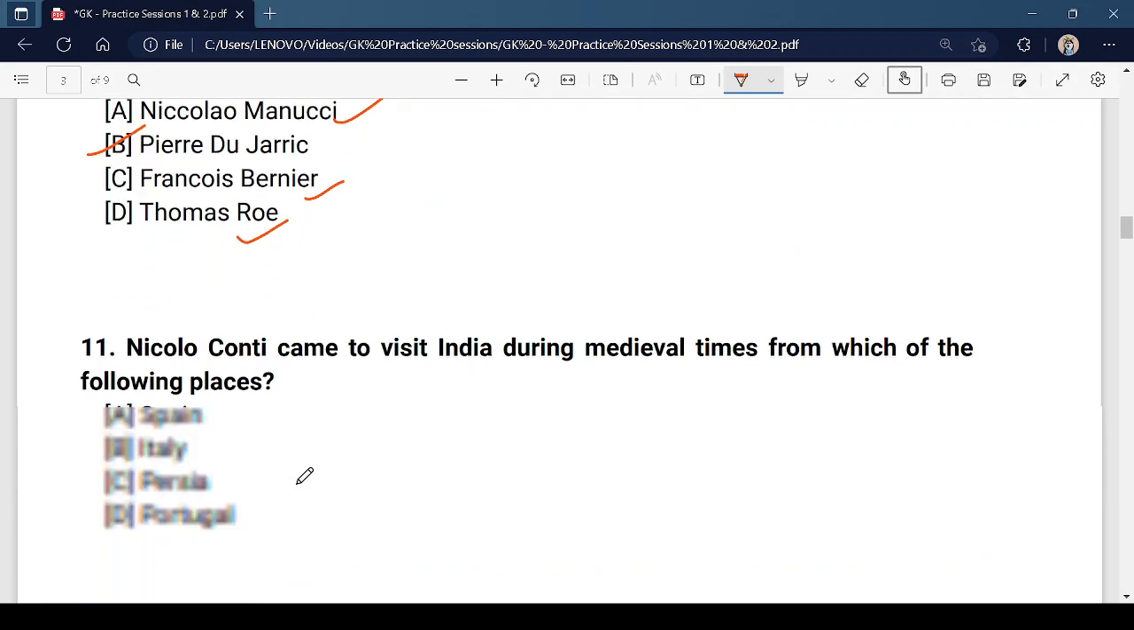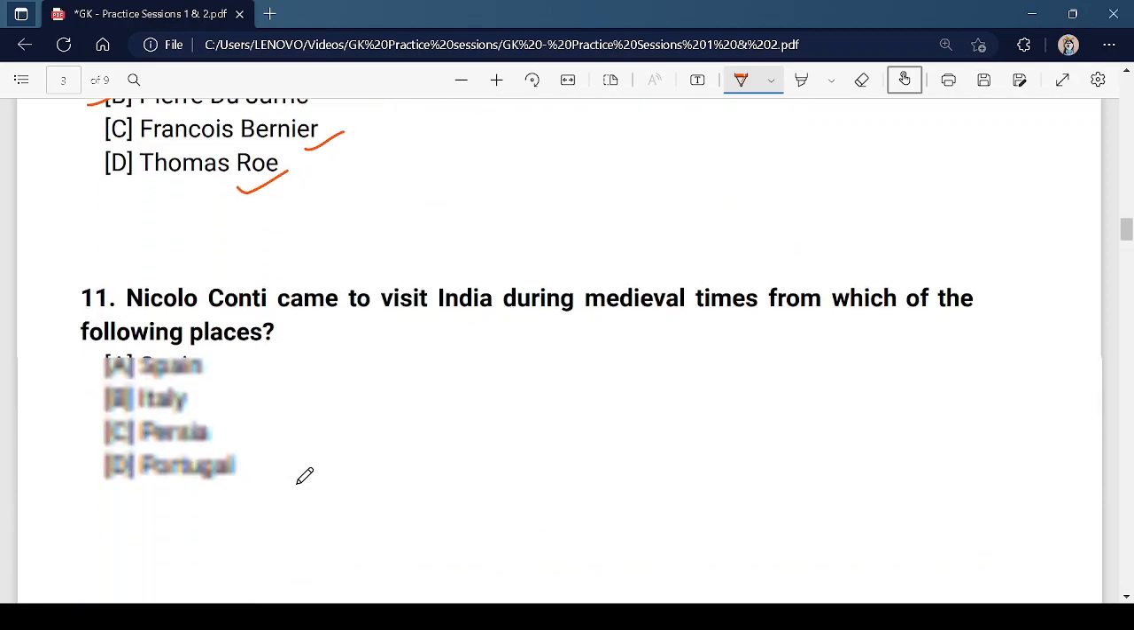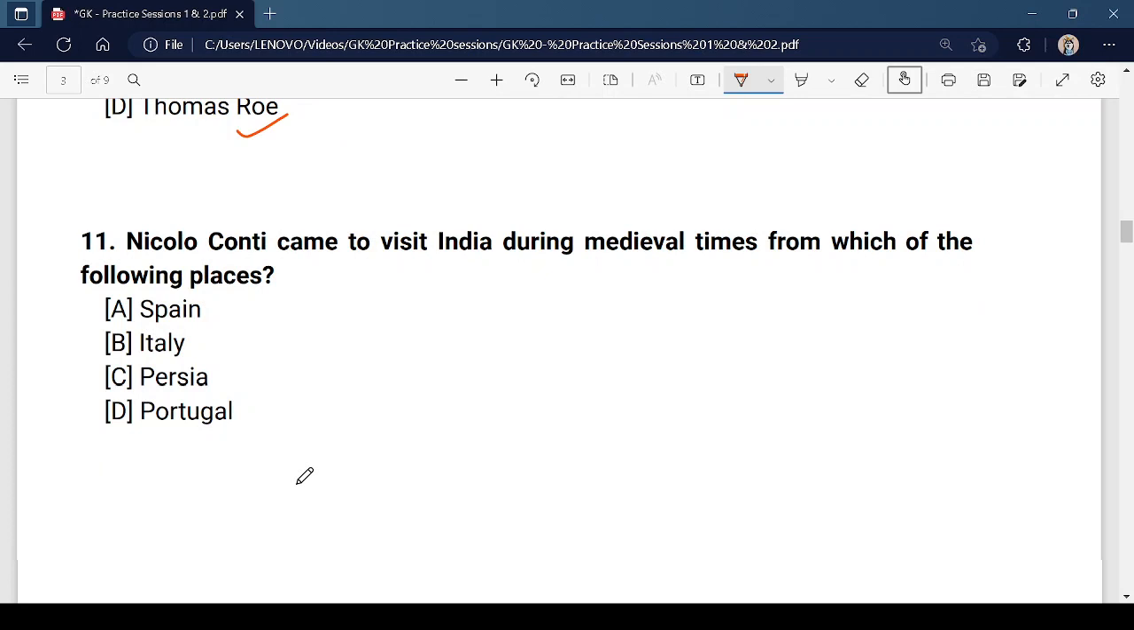Sure. Next question. Niccolo di Conti, or Niccolo Conti, came to visit India during medieval times from which of the following places?